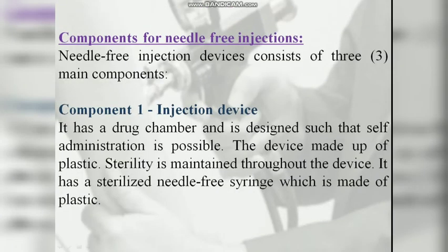Components for needle-free injections. Three main components are there: injection device, nozzle, pressure source. First one, injection device. In the injection device, a drug chamber is designed such that self-administration is possible. The device is made of plastic. Sterility is maintained throughout the device.